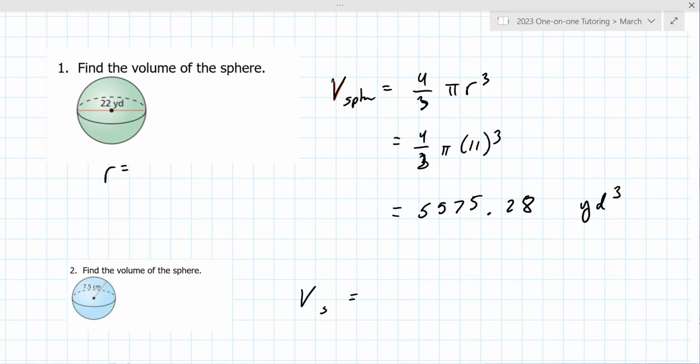Okay, I got 1,767.16 5, because that 4 will round up to a 5, and then centimeters cubed.